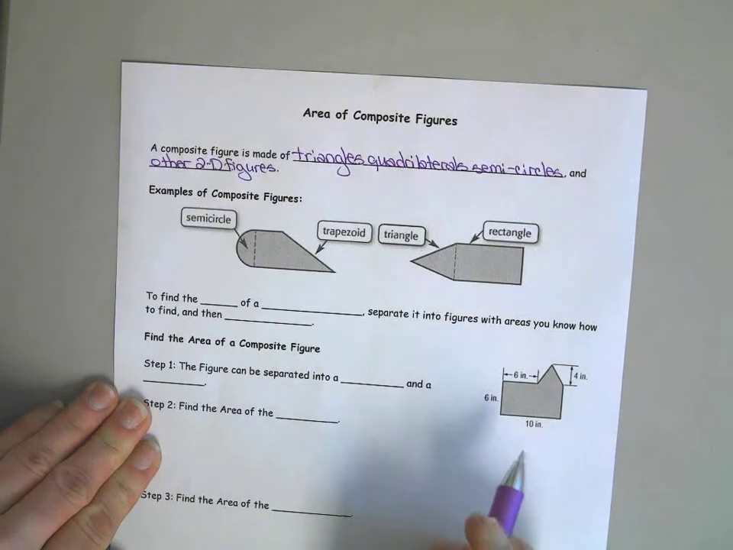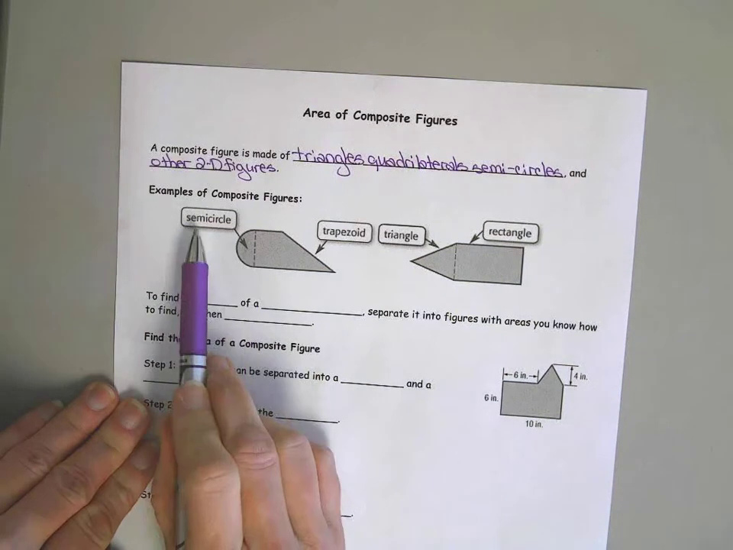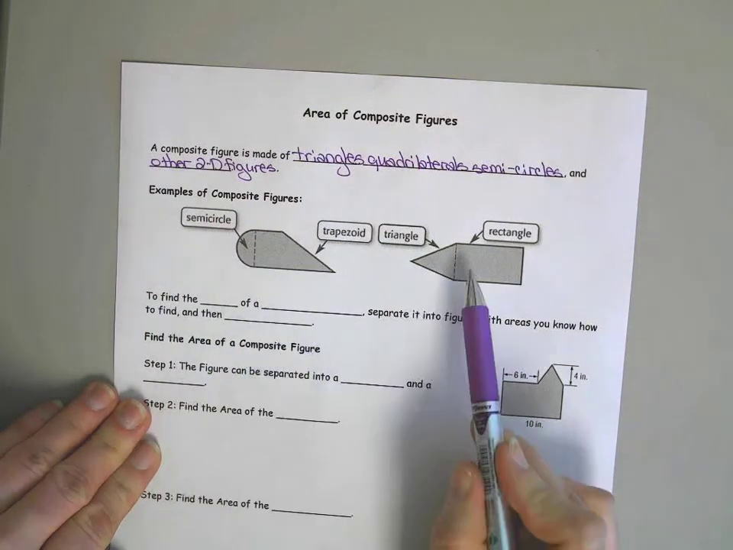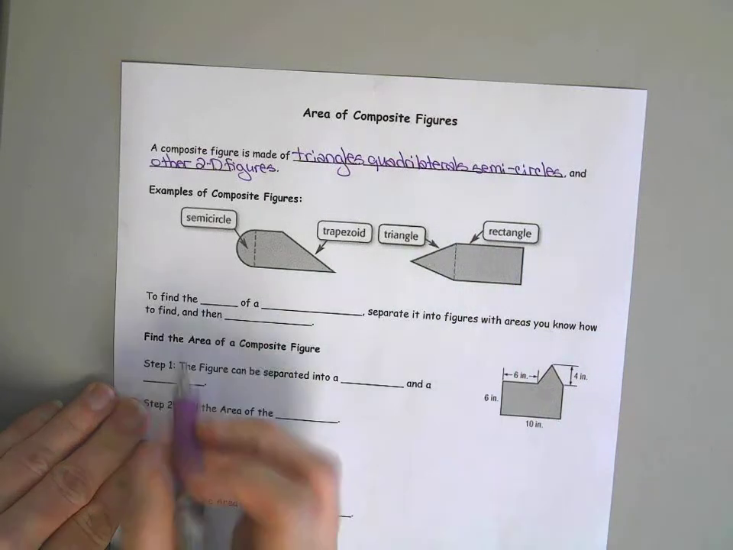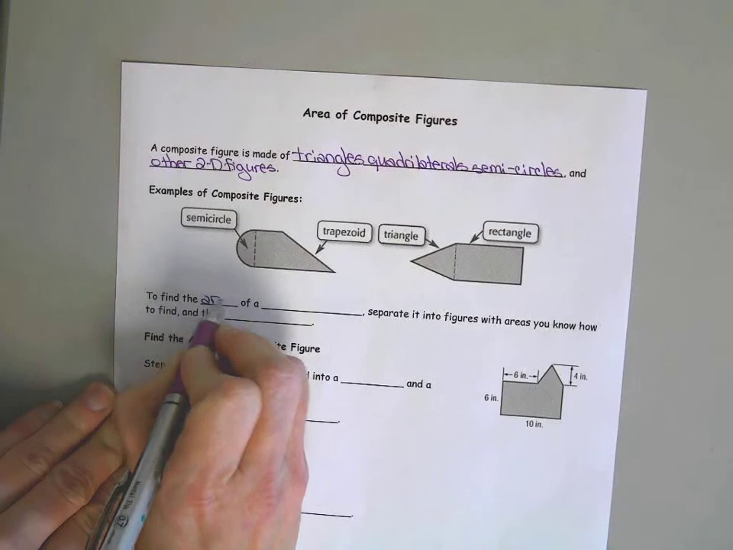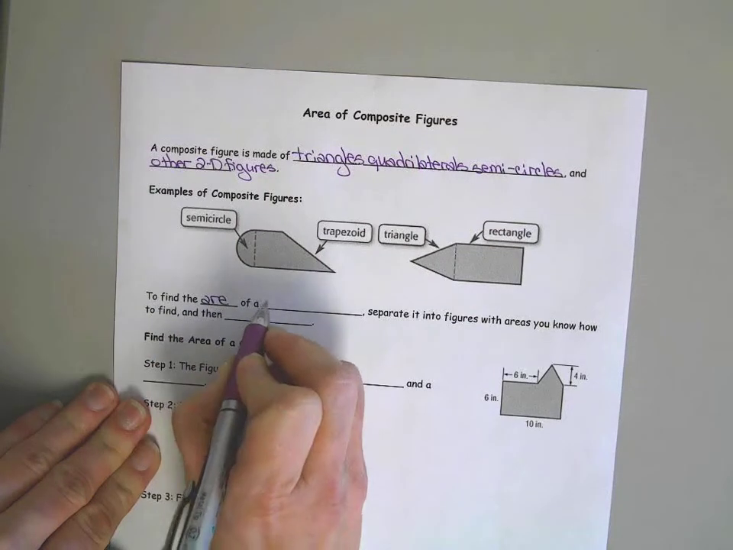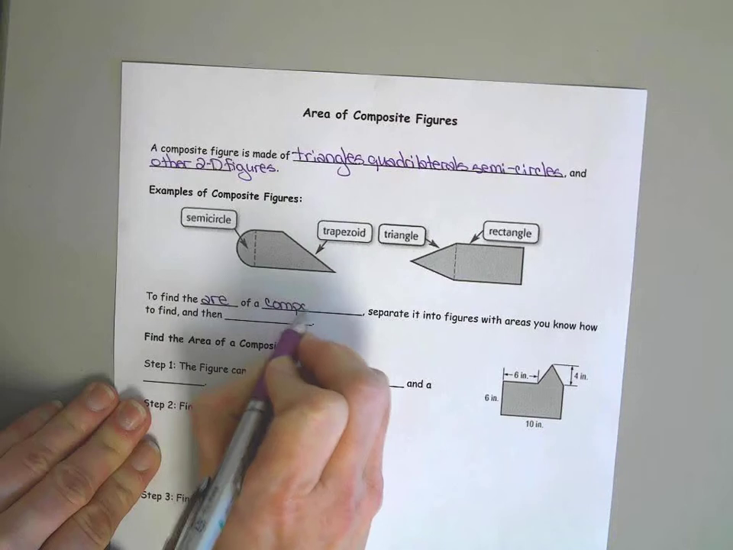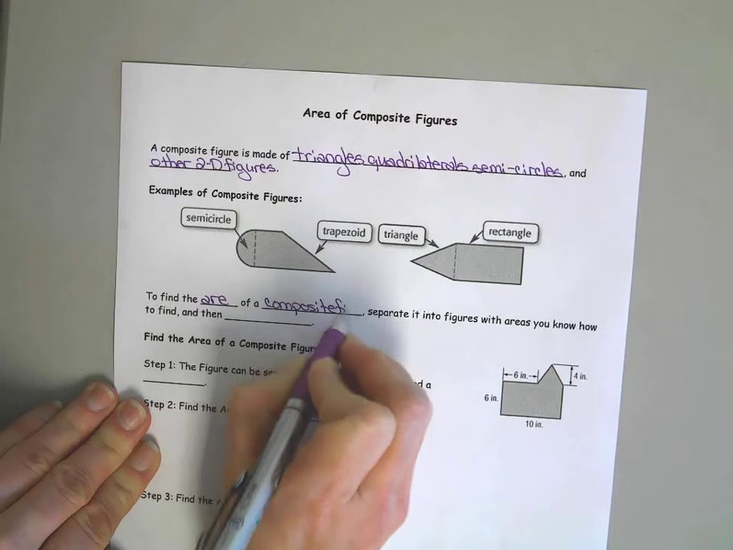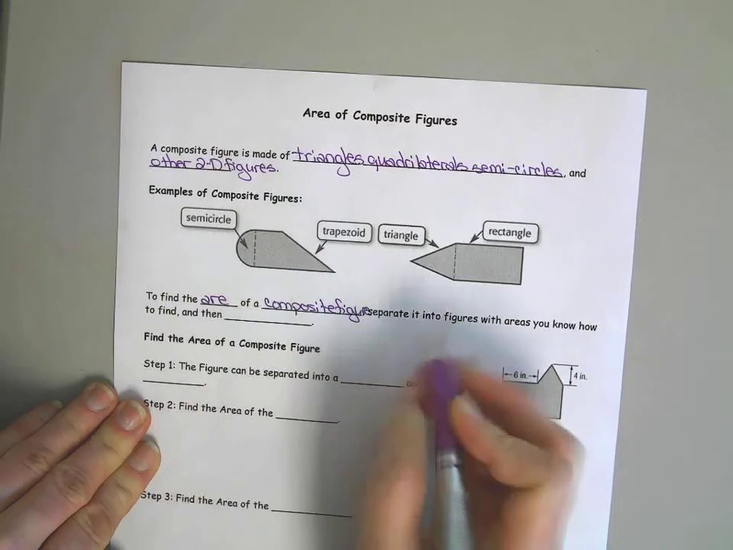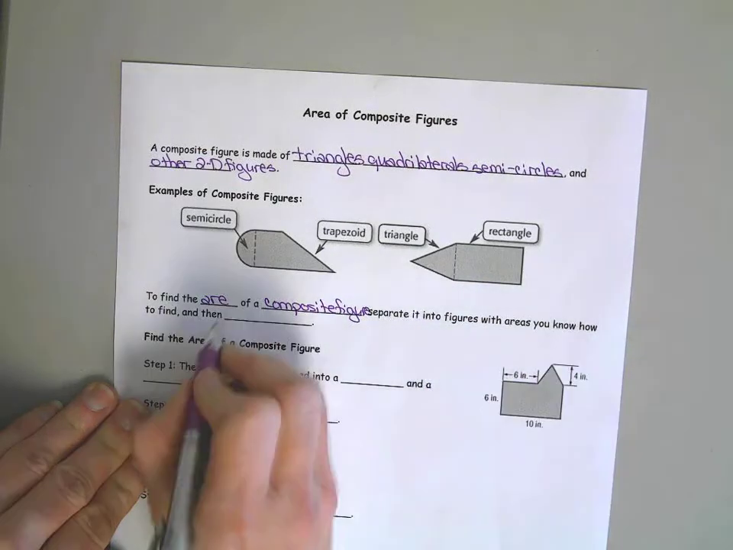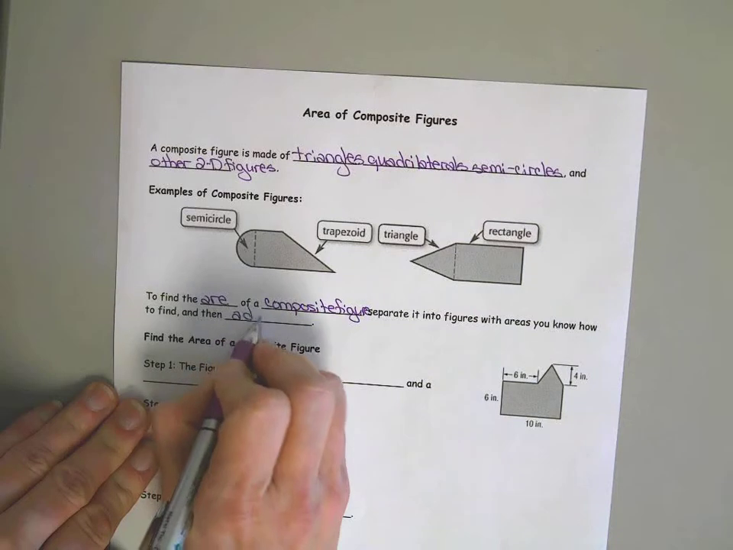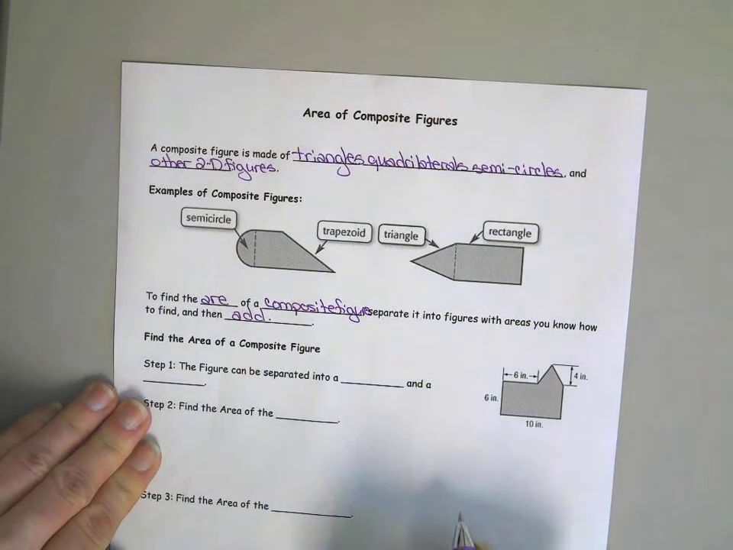Some examples of composite figures. Here we have a shape with a semicircle and a trapezoid. Over here we have a figure with a triangle and a rectangle. So to find the area of a composite figure, you will separate it into figures with areas you know how to find, and then we will add these areas. So let's work through one together.